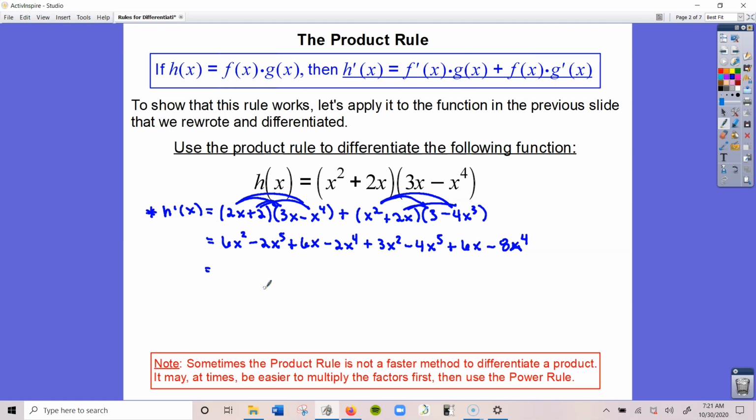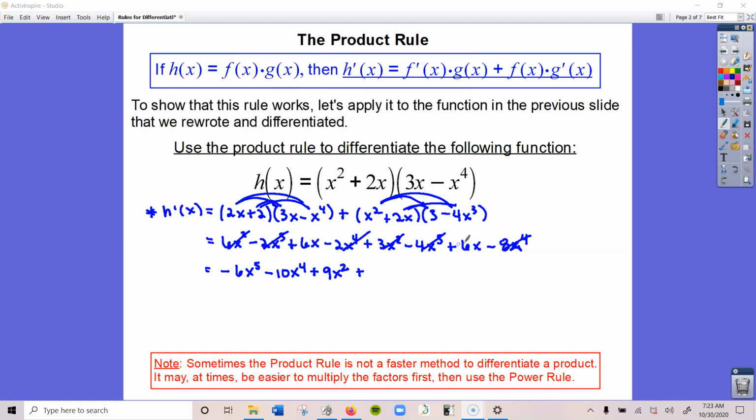Combine like terms and write in standard form. We have negative 2x to the fifth minus 4x to the fifth, which is negative 6x to the fifth. Negative 2x to the fourth minus 8x to the fourth is minus 10x to the fourth. 6x squared plus 3x squared is plus 9x squared.